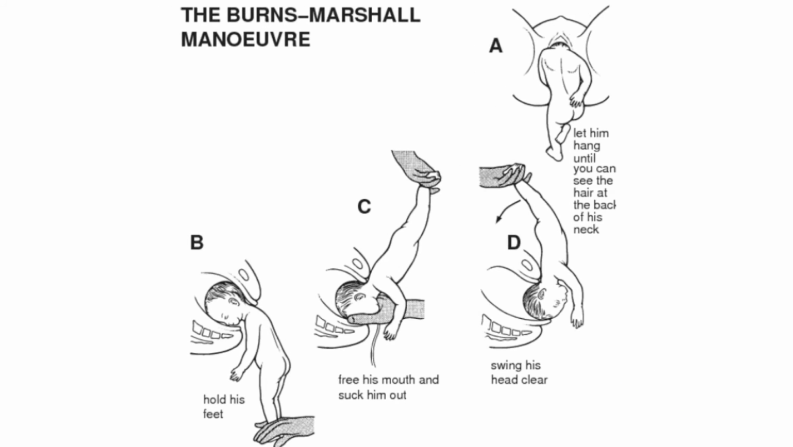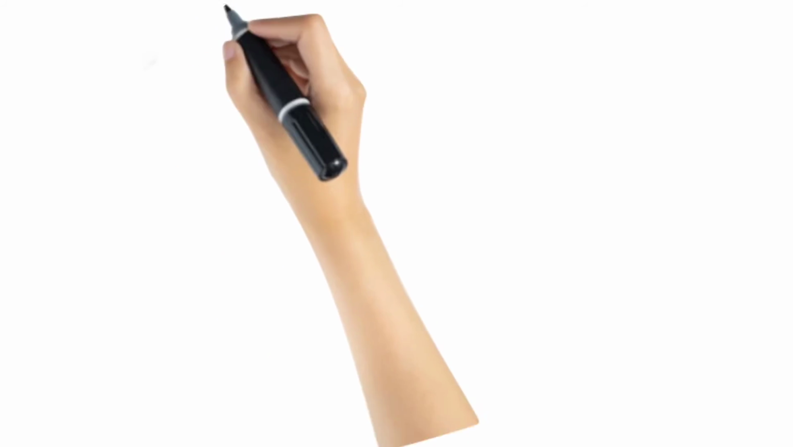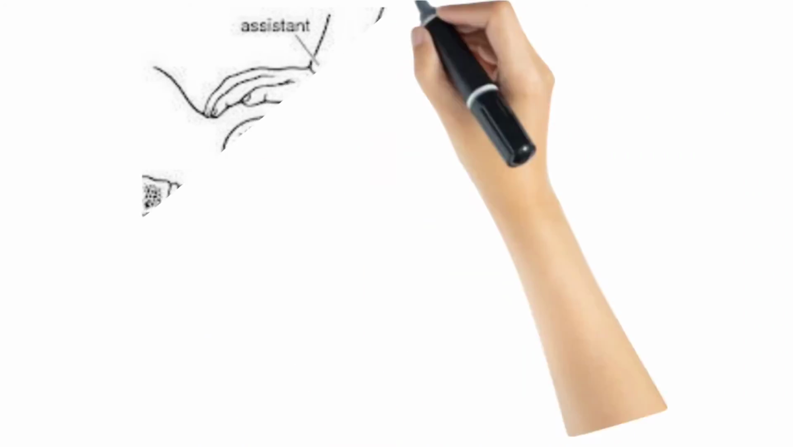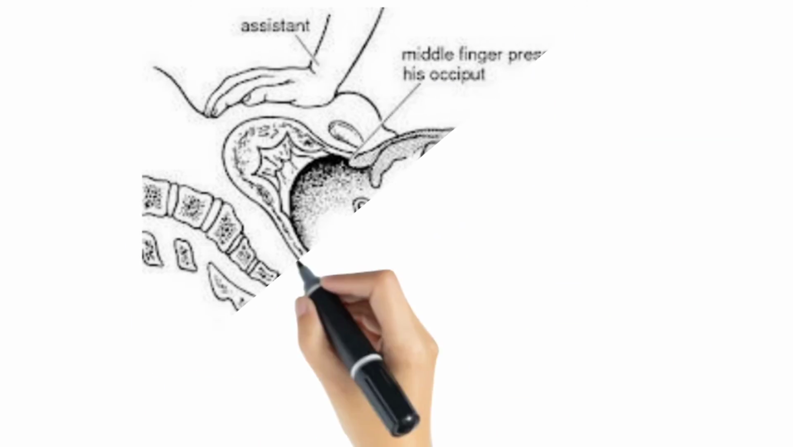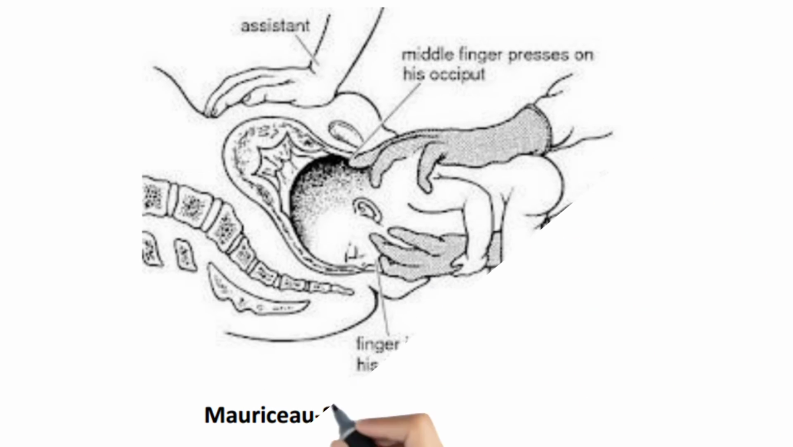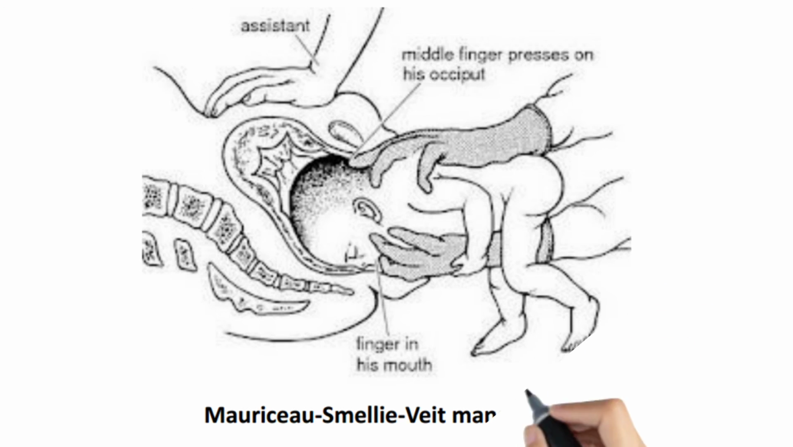The second one is the Mauriceau-Smellie-Veit technique, in which you let the body of the baby rest on the hand, then place the fingers of the left hand on either side of the malar prominence, and on the right hand put the fingers on either shoulder as well as the middle finger on the occipital protuberance or the suboccipital region, and then with the help of shoulder traction and malar flexion, there should be the delivery of the aftercoming head of the baby.